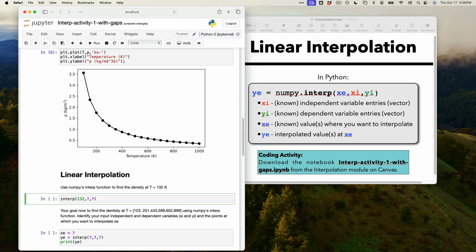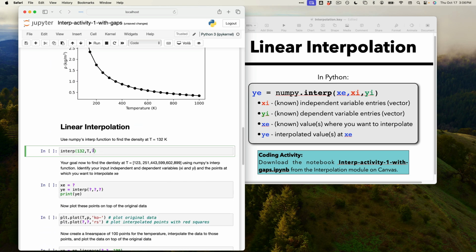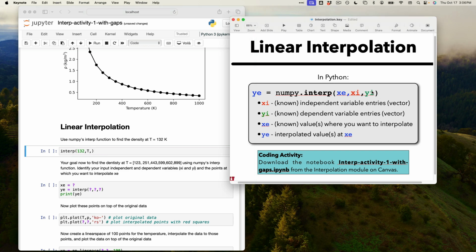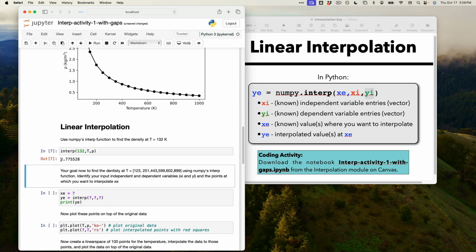The second one is going to be the independent variable inputs. So that's going to be what? Temperature. Correct? So I'll put all of t. T was already declared here as an array. Great. All the values for t. And then in the second one, all the dependent variable inputs. So that will be what? Rho. And if I do this, it gives me 2.775528.